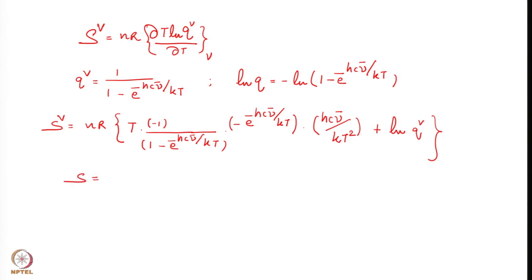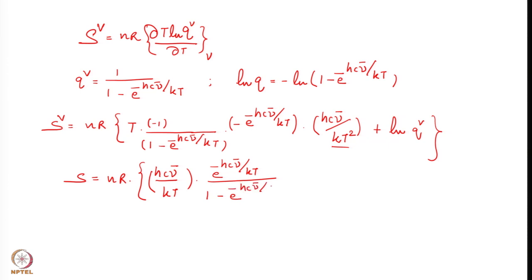Let's combine now. S is equal to N_R into hc nu bar by kT, that is coming from this term and this term, and then I have into exponential minus hc nu bar by kT divided by 1 minus exponential minus hc nu bar by kT, and log q we already have, it is minus log 1 minus exponential minus hc nu bar by kT. Right, quite complicated term. Substitute the value hc nu bar by kT. All numbers are given to you, nu bar is given to you. When you calculate, this comes to 11.38.